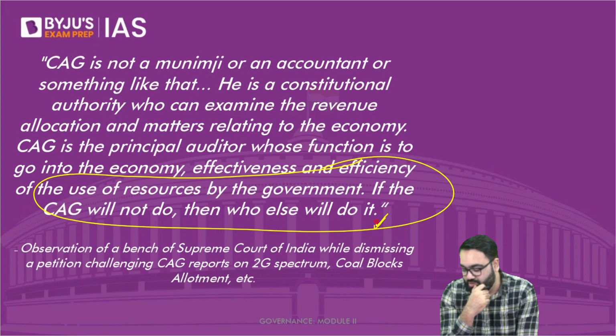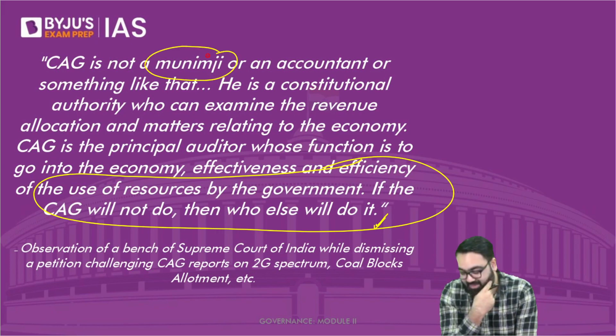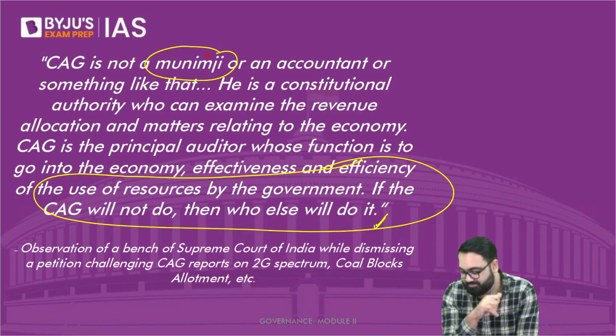Those who don't know what Munimji is, it's difficult to translate. If you see old movies, when there's a very rich person, a zamindar, they would have a personal accountant who would handle their money. That's called Munimji. So Harshit is saying like a CA. Harshit, a CA would be giving too much respect to Munimji. I don't think Munimji would be a CA, and CAs would be very angry with that. So I would not say Munimji.